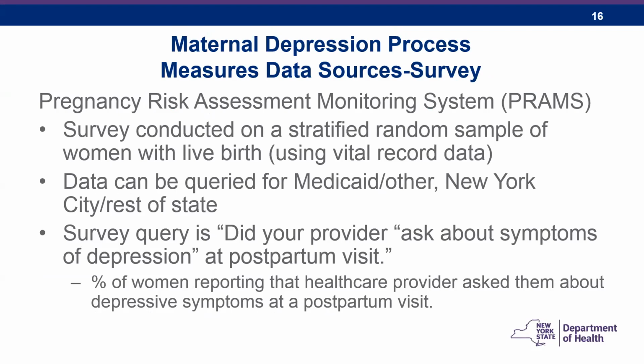Finally, there's survey data looking at processes, and that's the Pregnancy Risk Assessment Monitoring System. There's a dashboard in New York State, and then a specific PRAMS data site as well. These are survey questions conducted on a stratified random sample of women with a live birth, using vital record data to identify them. You can query those data by New York City and rest of state, Medicaid or not, and some other parameters, although I did not see race and ethnicity data in there.